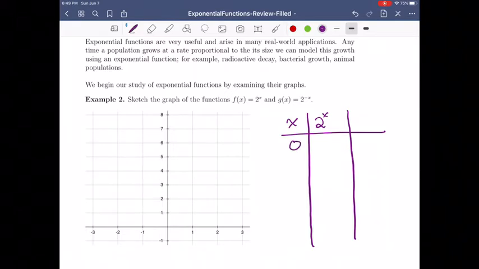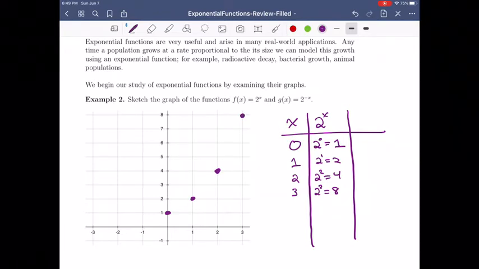Let's say I do x equals 0. Then this is 2 to the 0, which is 1. So we get a point at 0, 1. If I do x equals 1, then I have 2 to the 1, which is 2. So I get a point at 1, 2. If I do x equals 2, it's 2 squared, which is 4. X equals 3 is 2 cubed, which is 8. So you can see it's starting to grow really fast.